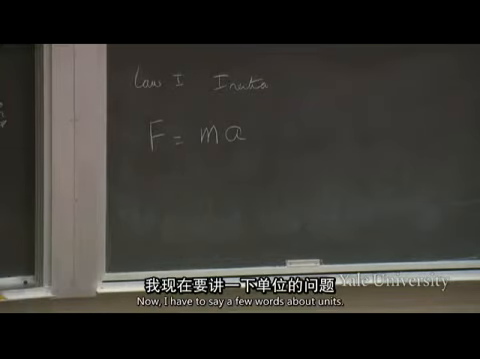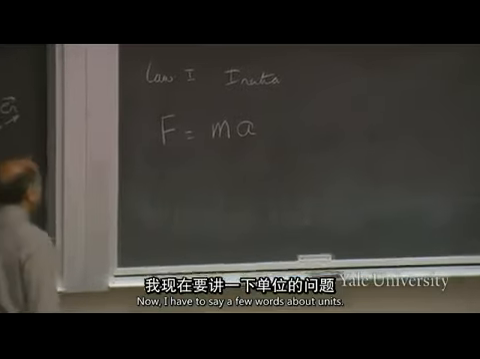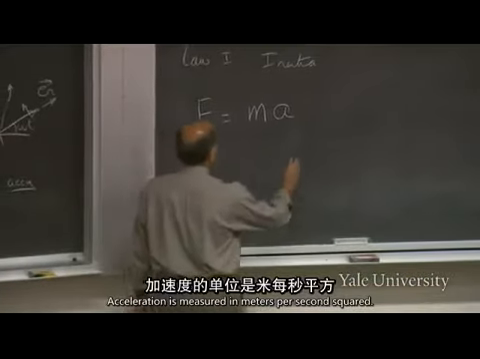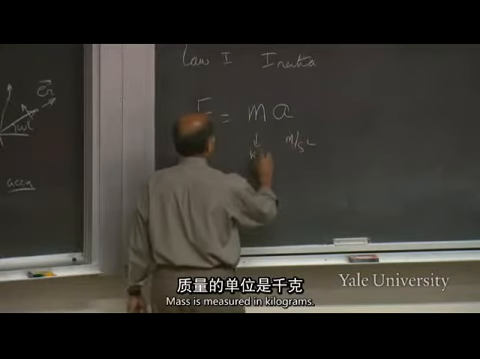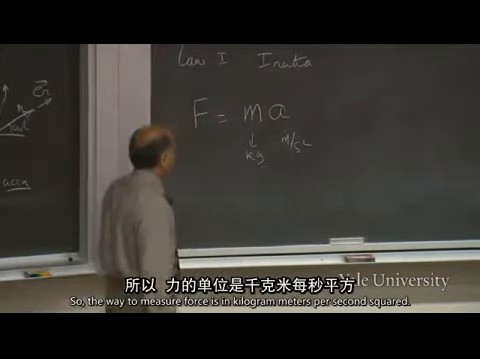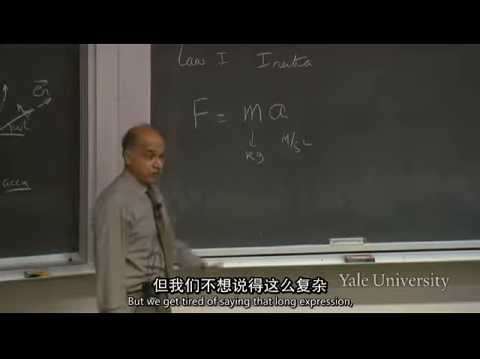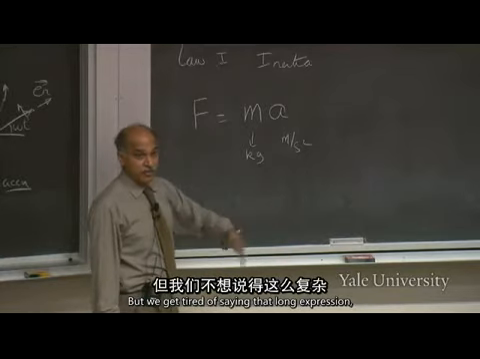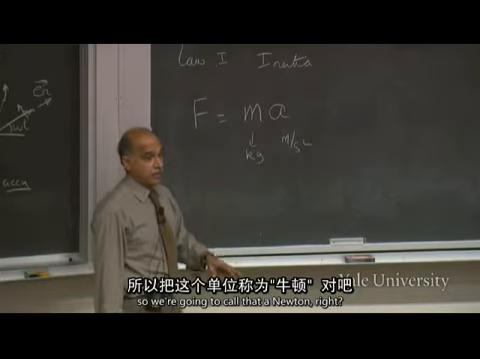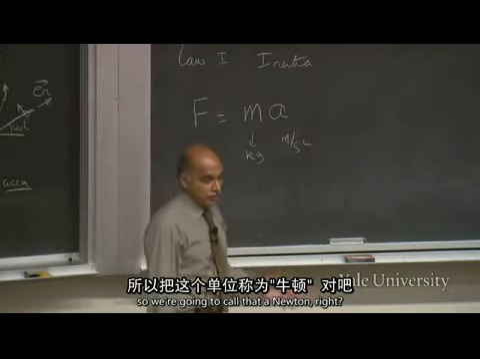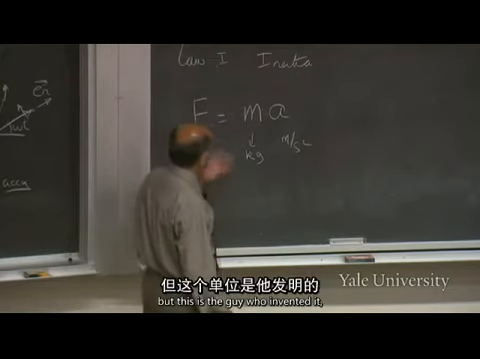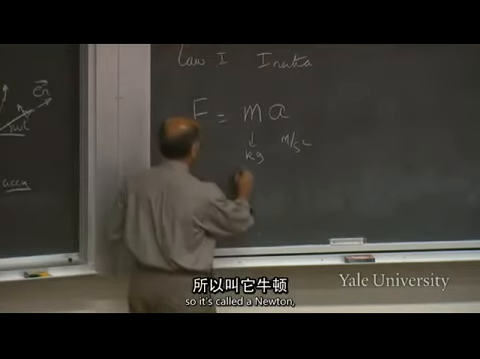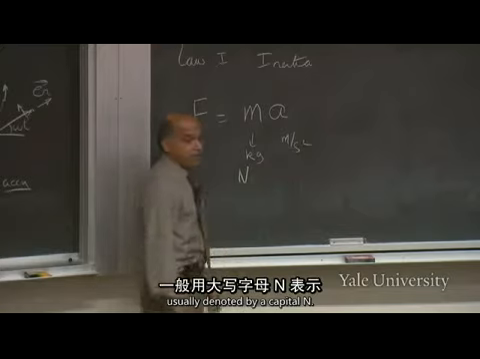Now I have to say a few words about units. Acceleration is measured in meters per second squared. Mass is measured in kilograms. So the way to measure force is in kilogram meters per second squared, but we get tired of saying that long expression, so we're going to call that a Newton. If you'd invented it, we'd call it whatever your name is, but this is the guy who invented it, so it's called a Newton, usually denoted by capital N.